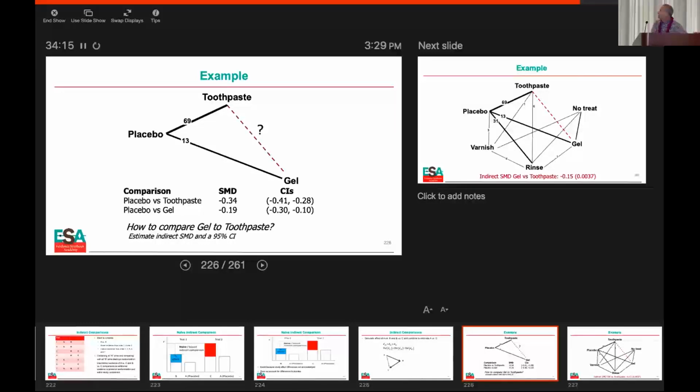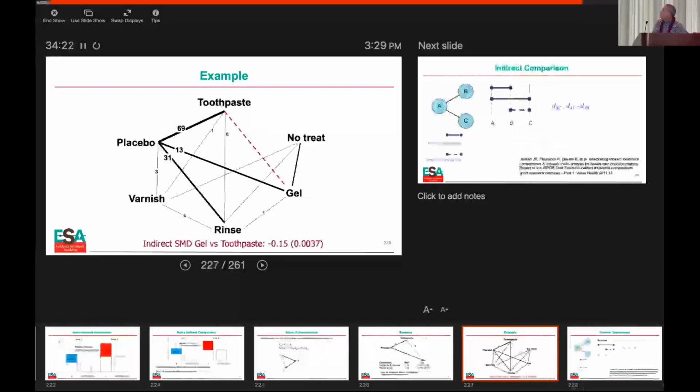So both of them work better than placebo, and the toothpaste seems to have a bigger effect than the gel. And so we want to know how to make that comparison. The obvious thing to do is just to take the difference between the 0.34 and the 0.19 and to calculate the sum of the variances. When we do that, we find a difference of 0.15 with a standard error, I think that's actually a variance, of 0.0037. Now, this was actually part of a much bigger network, which included several other treatments. And so we might be trying to figure out how to use all the other indirect evidence that's available in this particular network.